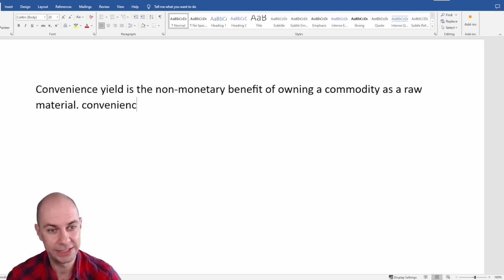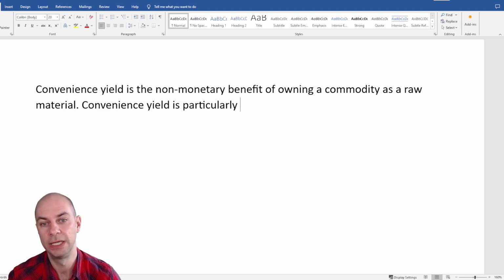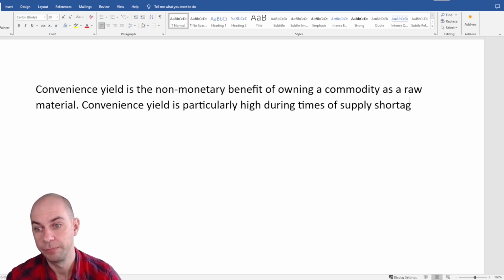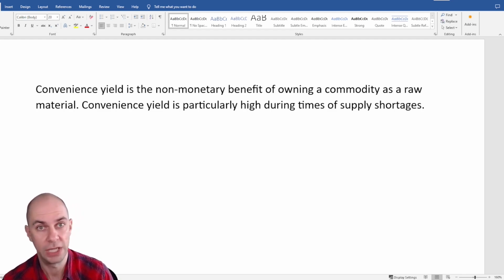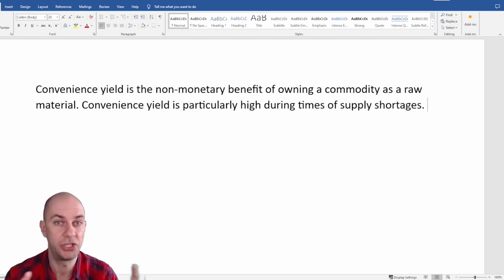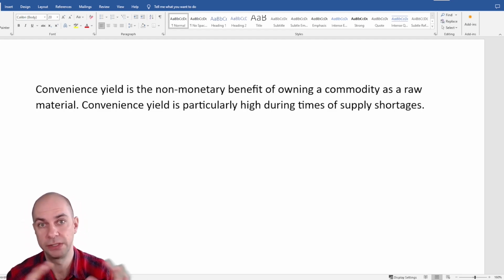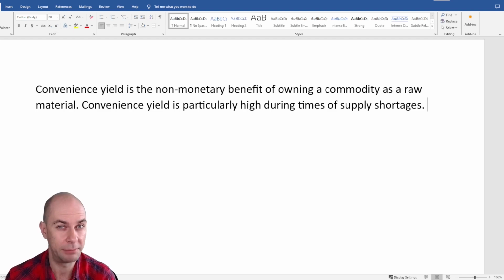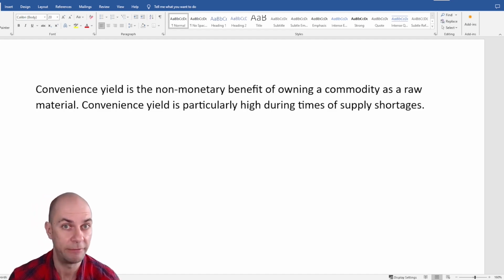So convenience yield is particularly high during times of supply shortages. Okay, so let's just try to intuit this. If I've got a supply shortage, for example, there is a supply chain disruption, for example, products are not coming from China for any reason, well, then manufacturers are going to be very worried about that, and manufacturers are going to want to hoard the commodity in physical stock in order to make sure that they have enough of it when a need arises.